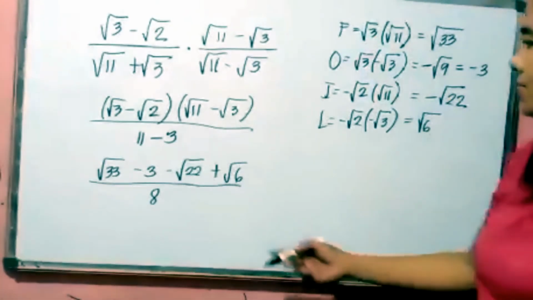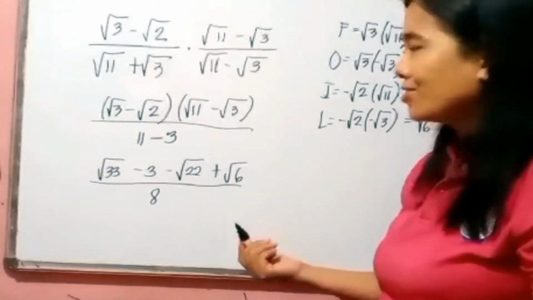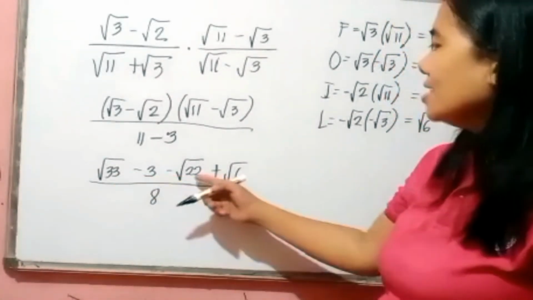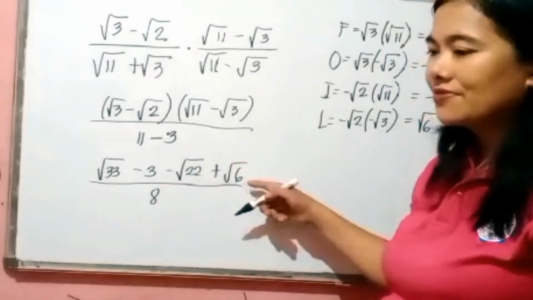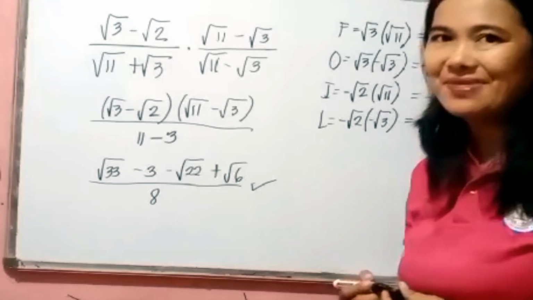Okay. So, look at your, inspect, baka may like terms. Okay? So, square root of 33, negative 3, negative square root of 22, positive square root of 6, wala na. So, ito na yung pinakasagot mo. Okay?